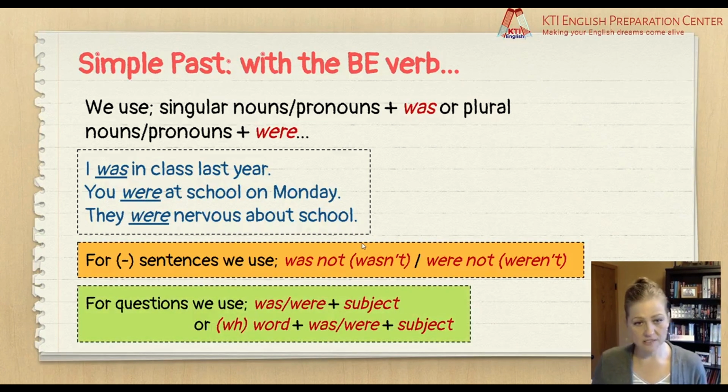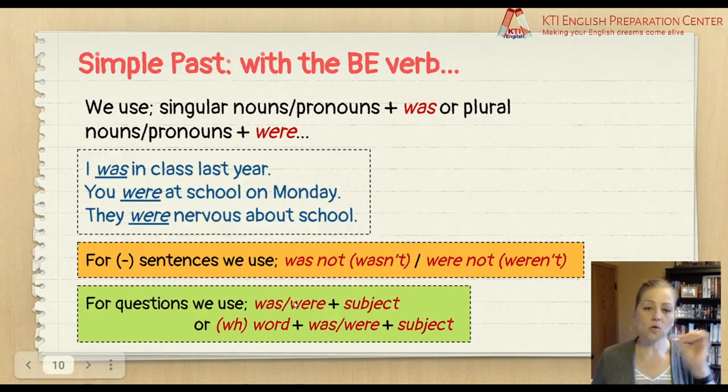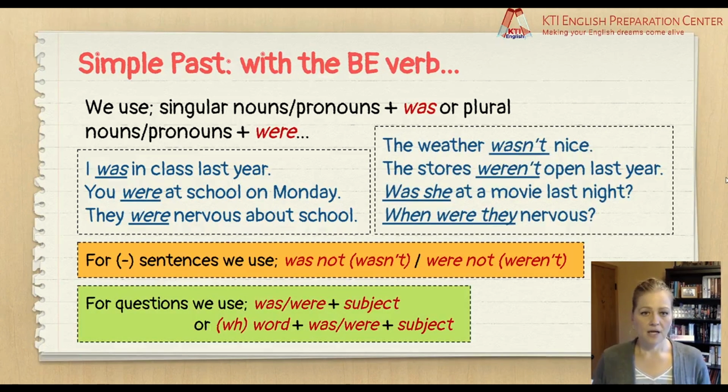Okay? Negative sentences, we say was not or wasn't, or were not, weren't. For questions, same format really, we say was or were and then the subject, or we have the question word, was or were and the subject. So let's take a look. The weather wasn't nice, or the weather was not nice. The stores weren't open last year, or the stores were not open last year.